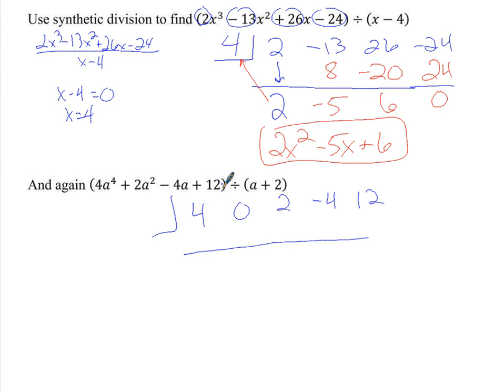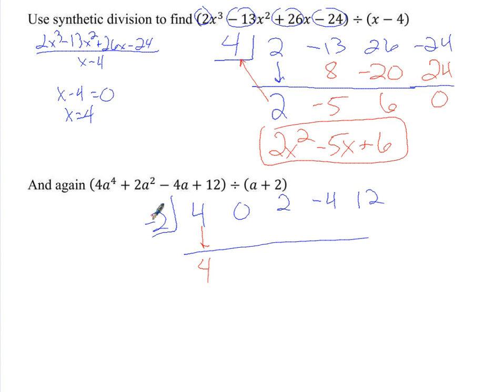So what goes in the box? -2. It's -2 because this is the factor. I'm putting the root in the box. Okay, now what happens? Bring down the first number. It comes straight down. There's nothing to add to it. So we put the 4 there. Now what?